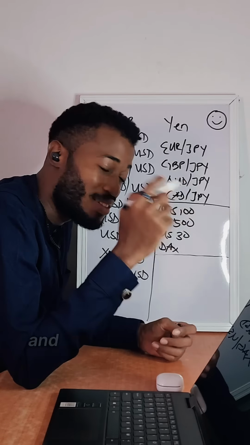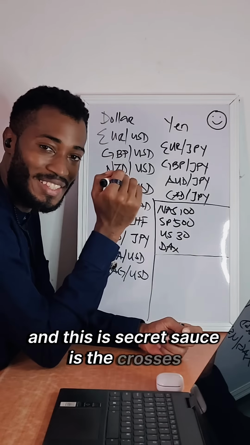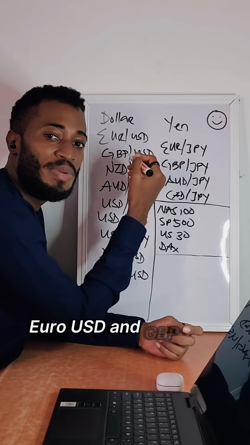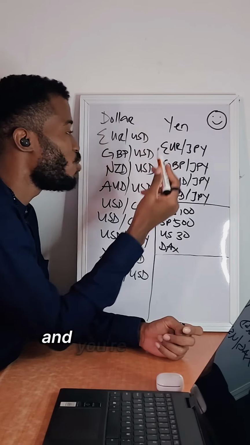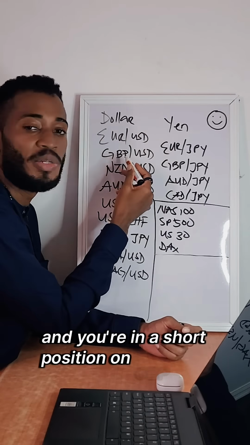The final bucket I want you to look at, and this is the secret sauce, is the crosses. Now you see the beautiful thing. EUR/USD and GBP/USD are both pressurized by the dollar. So if you're in a long position on EUR/USD and you're in a short position on GBP/USD, those trades are going to be fighting against each other. You might see a buy setup on Euro and you might see a sell setup on Pound, and you don't know what to do because they are conflicting.